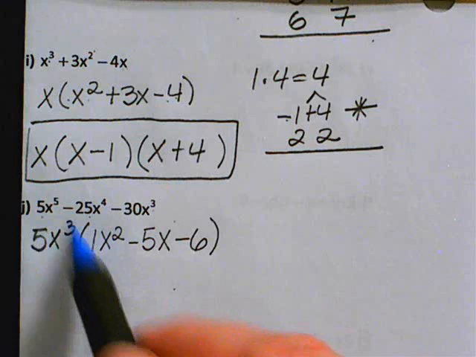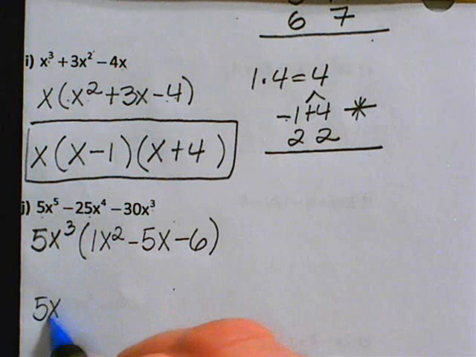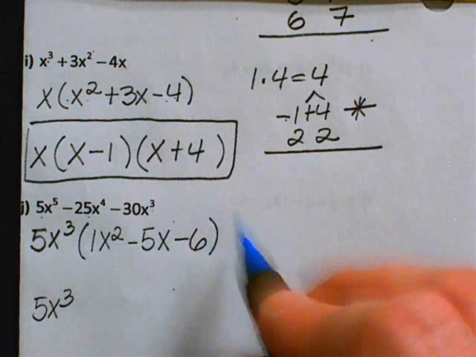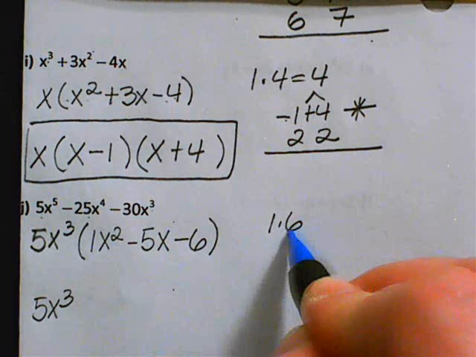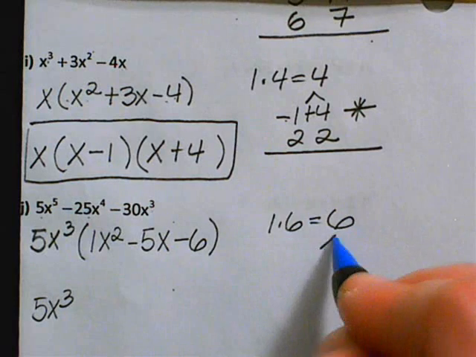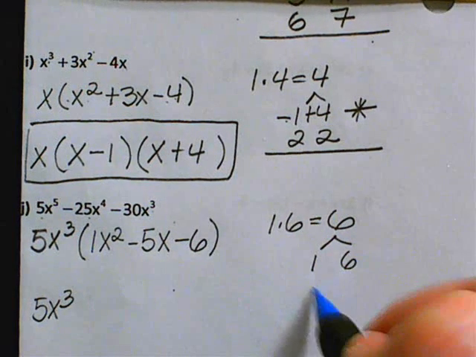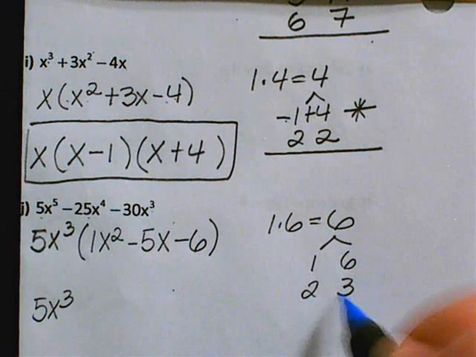I'm going to keep it on the outside. But now I'm going to look for the factors for these guys. So it'd be 1 times 6 is 6. What numbers give me 6? It would be 1 and 6, 2 and 3, and that's it.